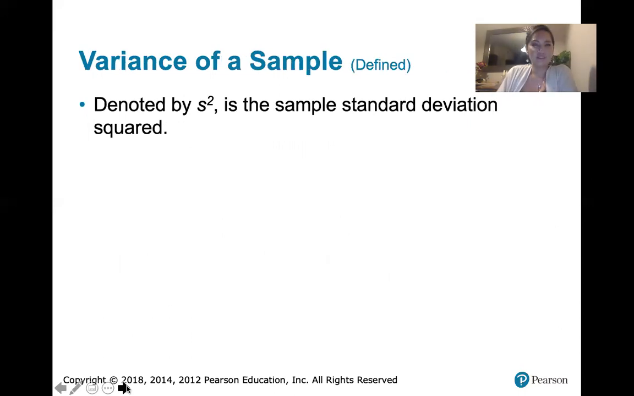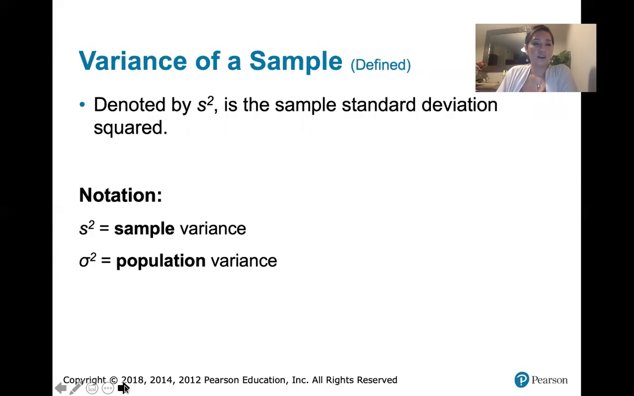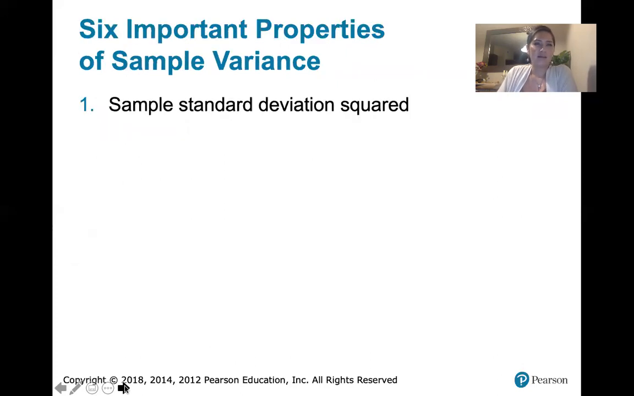Now the variance of a sample is denoted by s squared, and that's just the sample standard deviation squared. So we'll have s squared for the sample variance, and if we use sigma squared, we are referring to the population variance. So that first important property is that it's the definition. Sample variance is just the sample standard deviation squared. Of course, any number squared is going to be greater than or equal to 0.